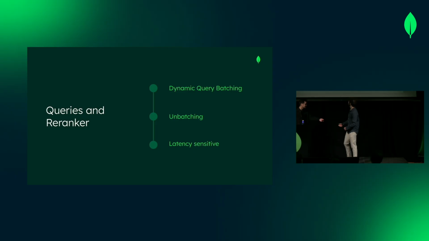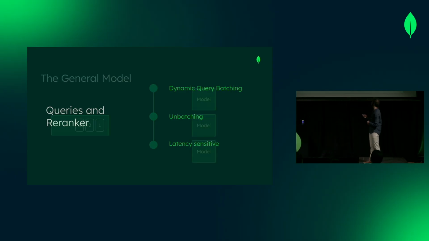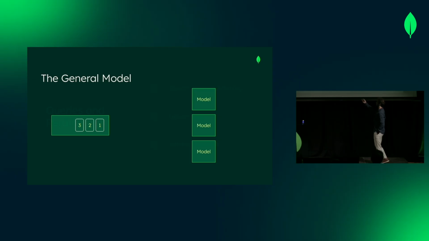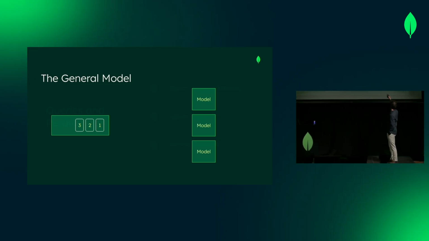Yeah, so maybe first we can talk about queries and reranker. So these are going to be latency sensitive. And the first thing is I'm going to use this for illustration purposes throughout the talk. Basically on the left there's a queue, and on the right there's some model replicas. They're all the same model. And those things on the queue are messages, and the models will consume them and then do inference on them.